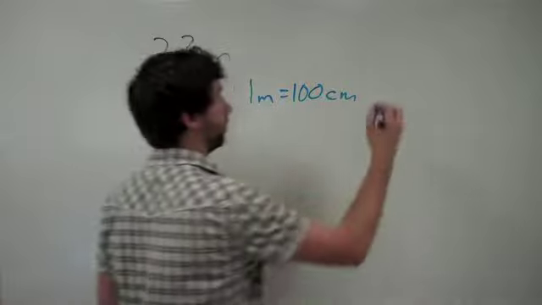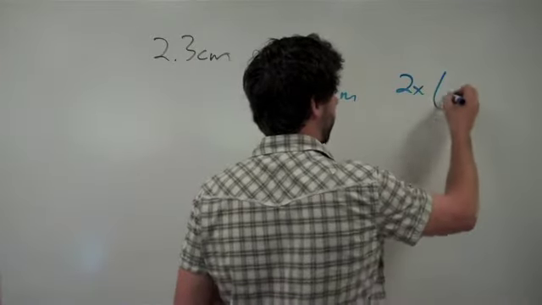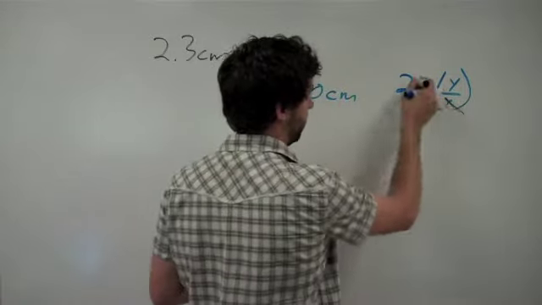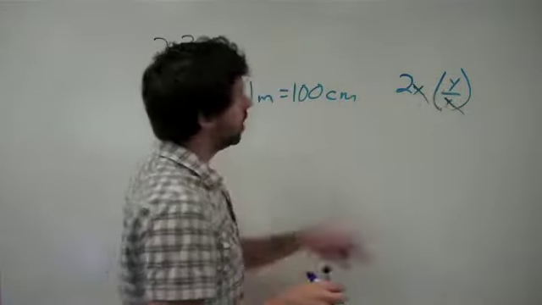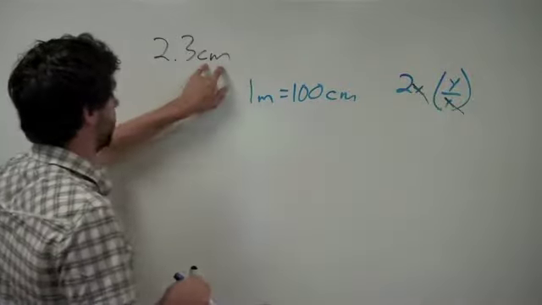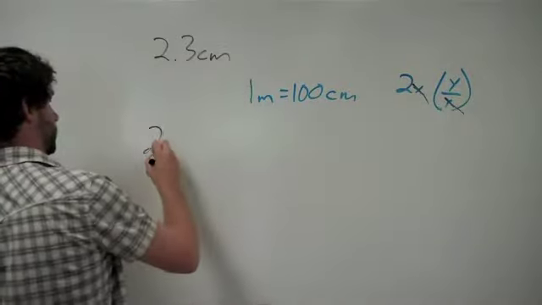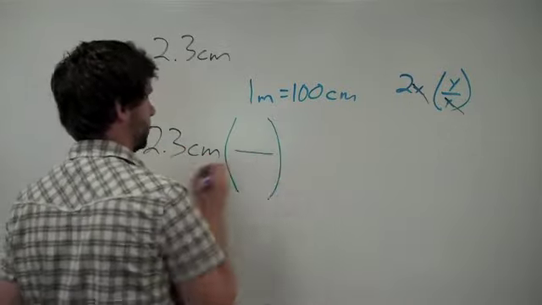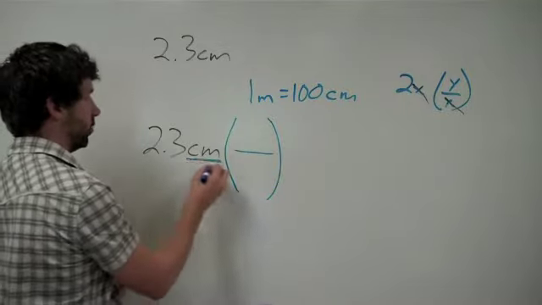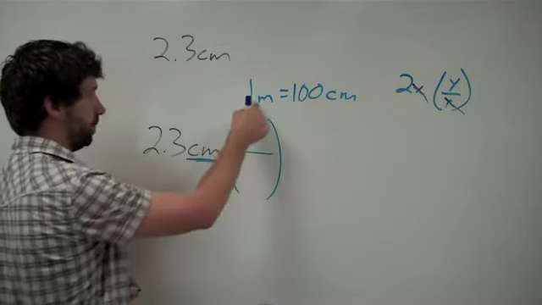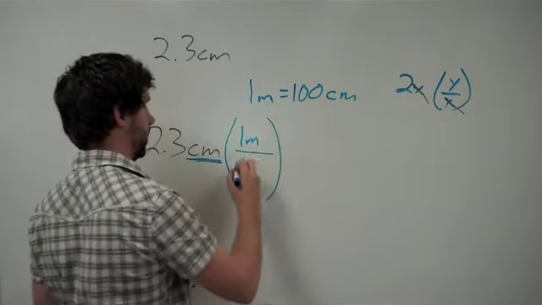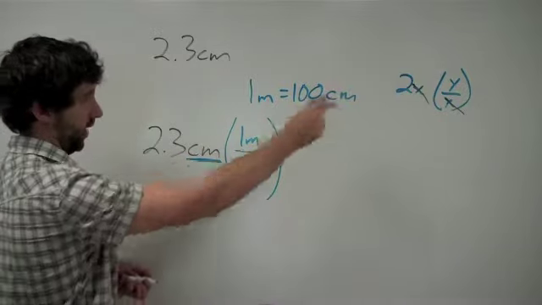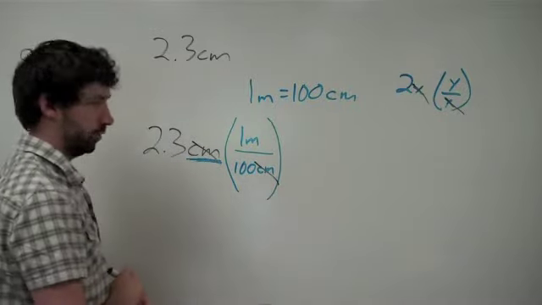So here's the other thing. Before we had 2x, and we multiplied by y over x. And the effect of that was to get rid of the x, and we ended up with just the y. So what we want is to multiply by something to get rid of this 2.3 centimeters. So I'm going to write this again down here. We're going to take that 2.3 centimeters, and we're going to multiply by some fraction that's equal to 1. Since we're in centimeters currently, we want to end up in meters. I'm going to put 1 meter here and 100 centimeters here. That way, just like the x's, the centimeters cancel out.